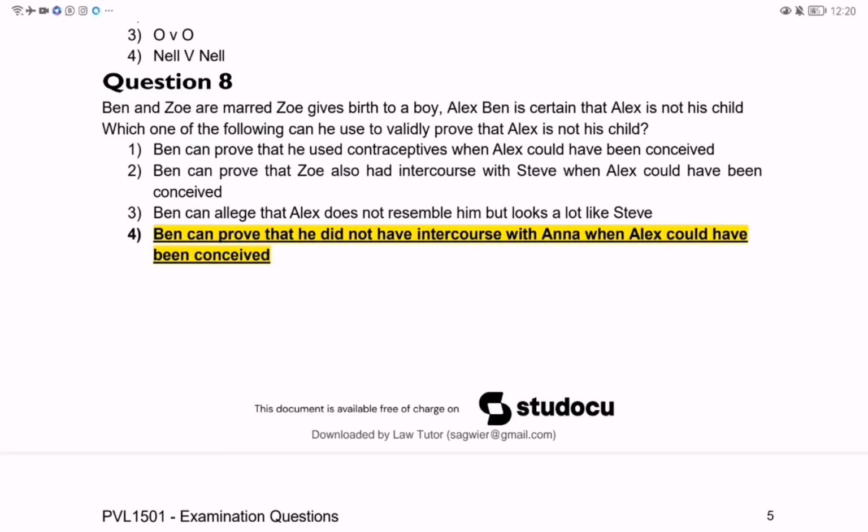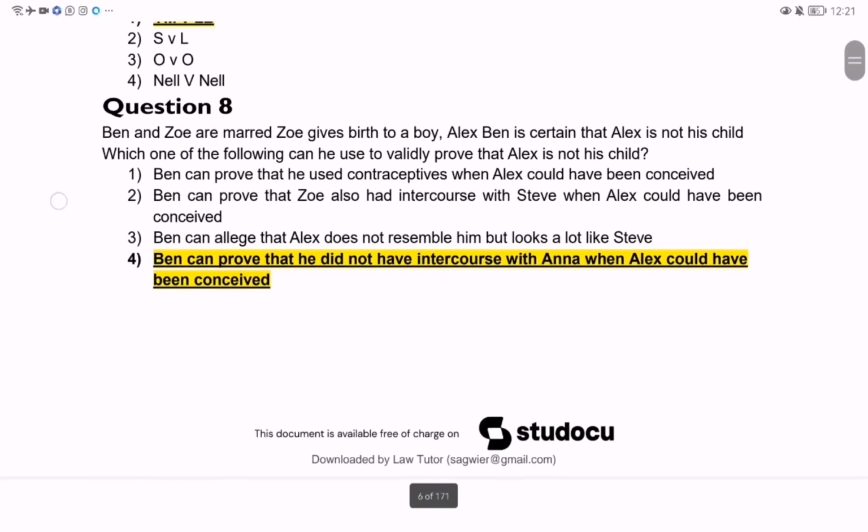Ben can prove that he used contraceptives when Alex had been conceived. Nah. Ben can prove that Zoe also had intercourse with Steve when Alex could have been conceived. No. Ben can allege that Alex does not resemble him. No. Ben can prove that he did not have intercourse with Zoe when Alex could have been conceived.